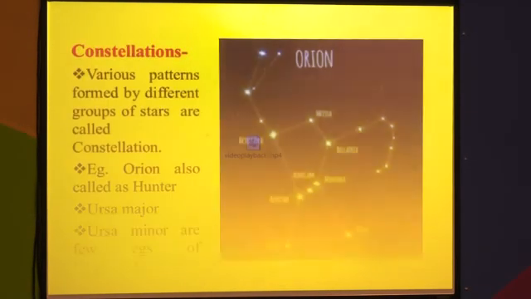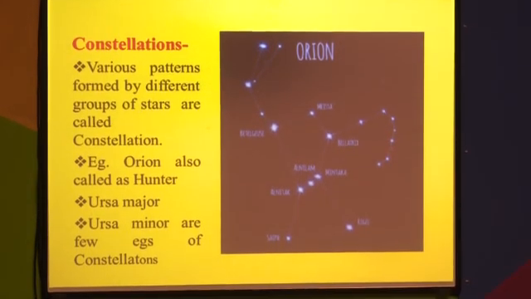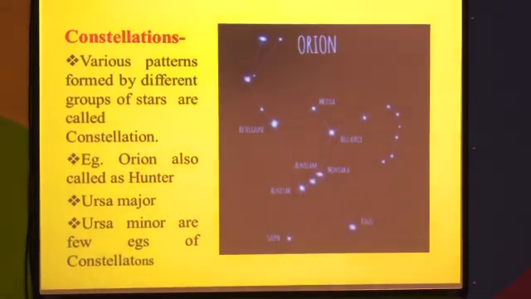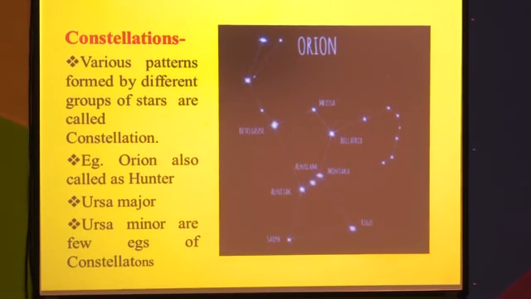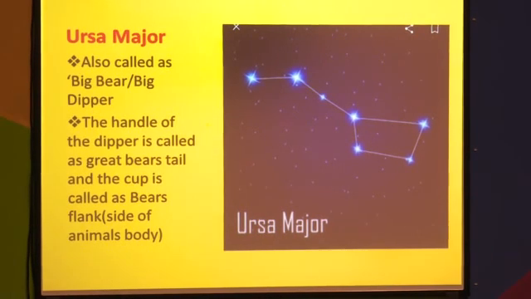Again we have seen about constellations. So you must be now very much familiar with constellations. What are the different patterns found by the groups of stars, and even examples I have told you about Orion, Ursa Major and Ursa Minor. Again children, I have shown you what is Ursa Major, how it looks like.